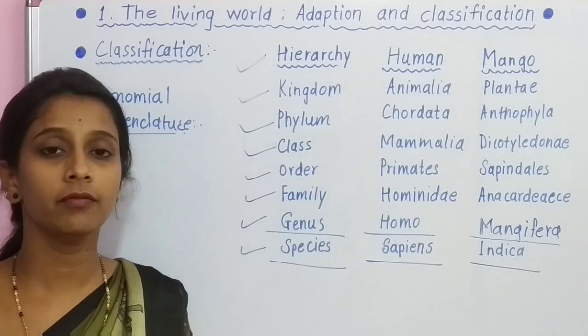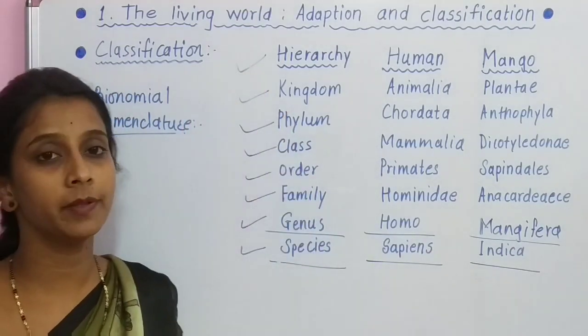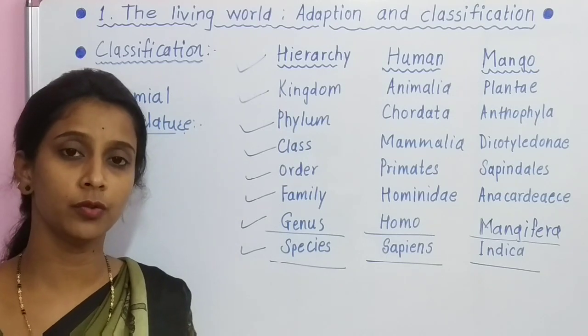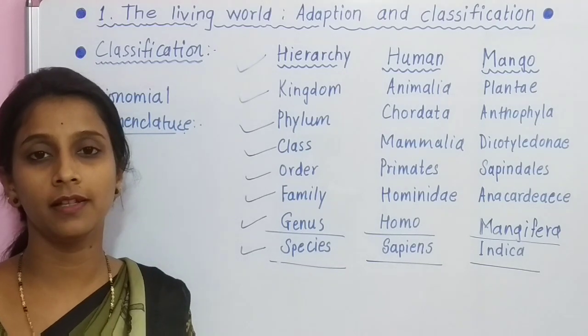In this way we have completed chapter number 1, the living world, adaptation and classification. You can solve the exercise in your notebook. In the next video we will start the next chapter. Till then, thank you.